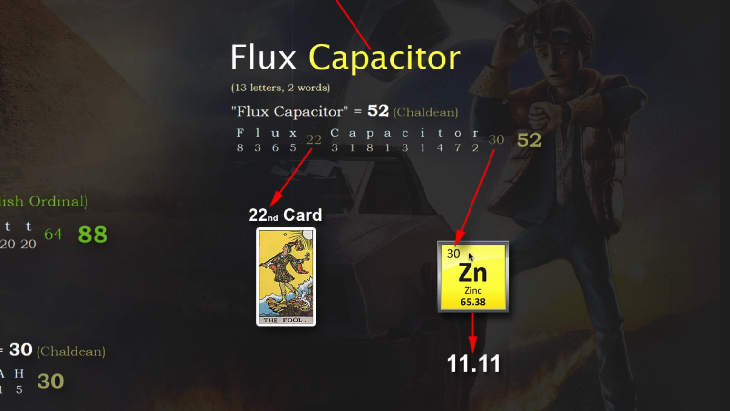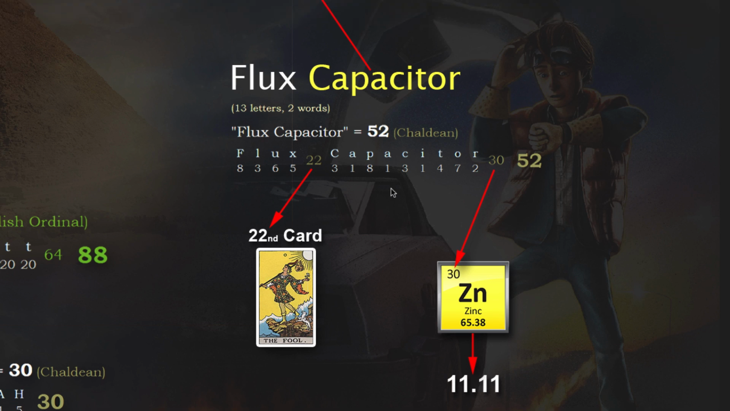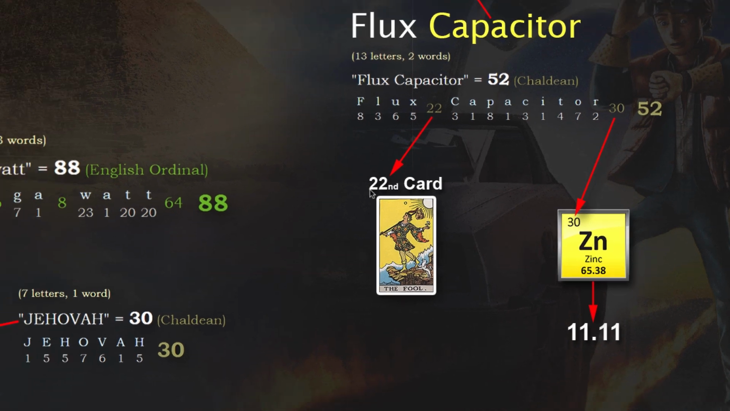Is this where the buck stops? The number 30. Well, if you know the elemental chart, the number 31 is gallium, which is the reversal of 13, which is aluminum, which is the death card. Keep those things in mind. Now again, flux is number 22. 22 is the Fool card, the card after the world card, card 21. The Fool stepping out into the unknown. Flux Capacitor. Makes time travel possible.